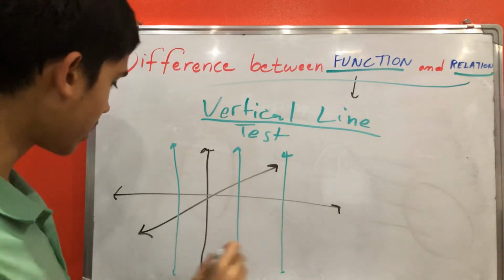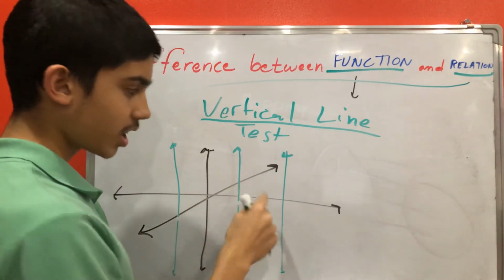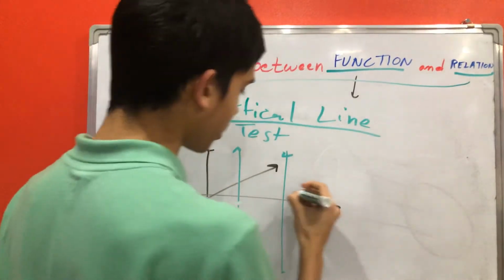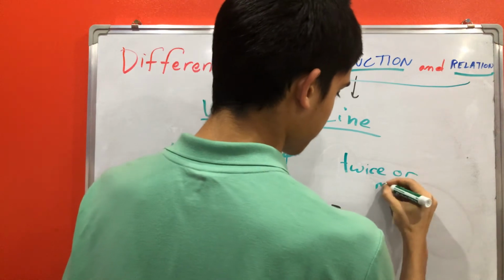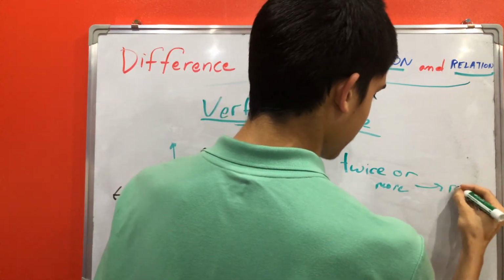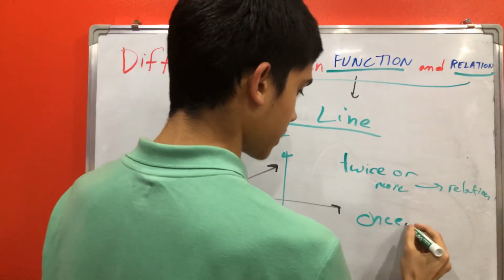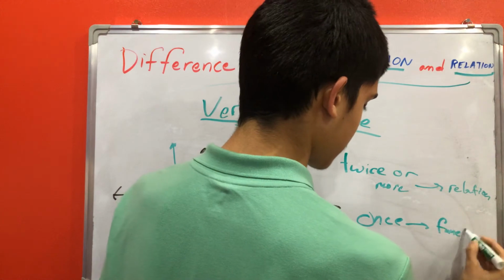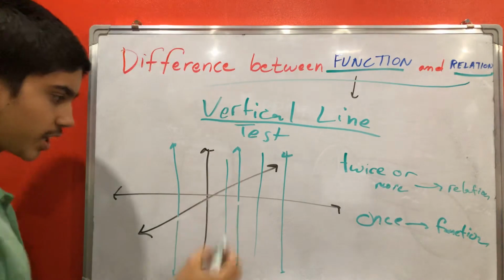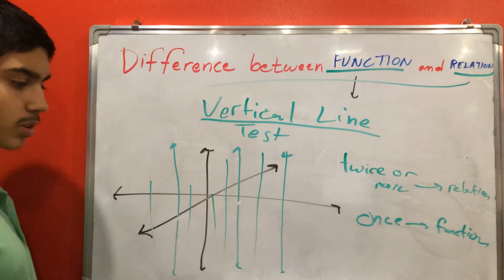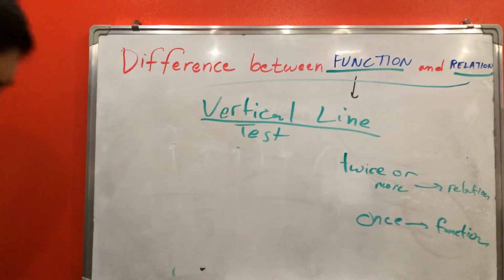If the vertical line crosses the graph of the function or the relation twice or more, then it's a relation. But if only once, then it's a function. For example, this one is a function because every time we draw the vertical line, it only passes the graph once.